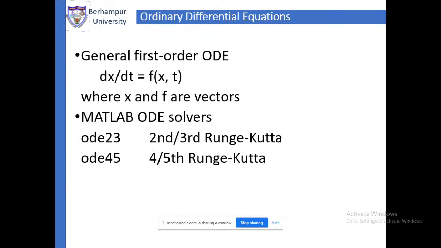Now let us see how to solve a first order ordinary differential equation. Suppose you are given dx by dt is equal to a function of x and t. X and t are vectors that are given to you. The MATLAB solvers that we use are ODE23, which is the second or third order Runge-Kutta method. I hope you understand what the Runge-Kutta method is. Or you can use ODE45, which is the 4 by 5 Runge-Kutta method. So usually we will use ODE45 to solve any first order differential equation.